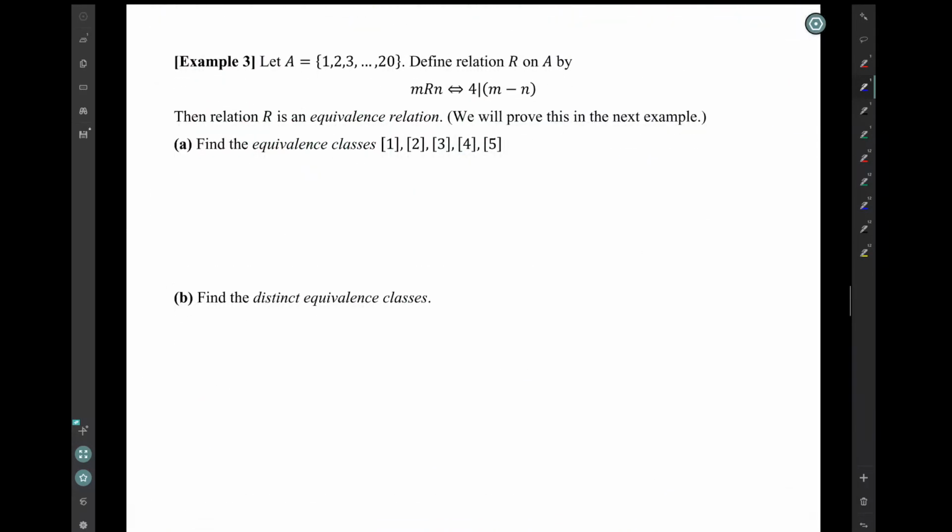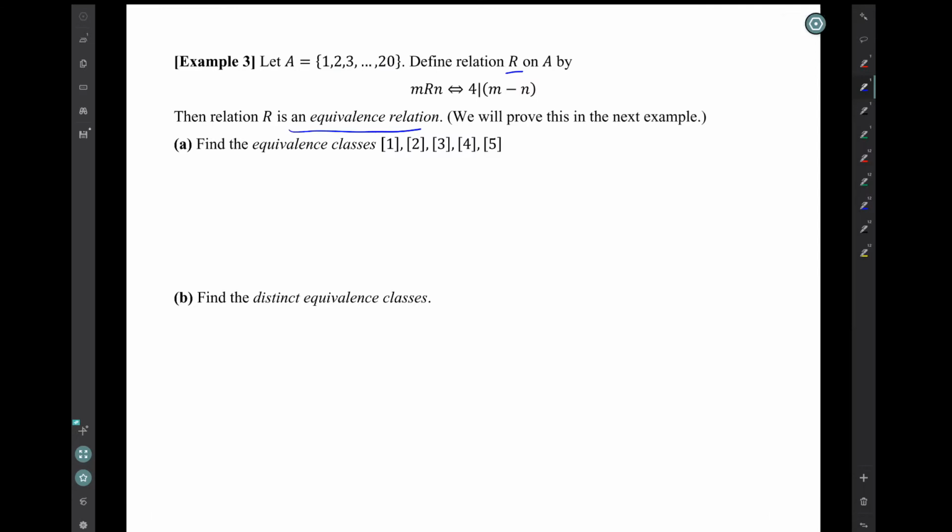Example 3. Set A is this set of integers from 1 to 20. We're going to define a relation R on set A this way. We're going to say m is related to n means this: 4 divides m minus n. In other words, m minus n is a multiple of 4. Then that relation R is an equivalence relation. We'll discuss this in the next example.